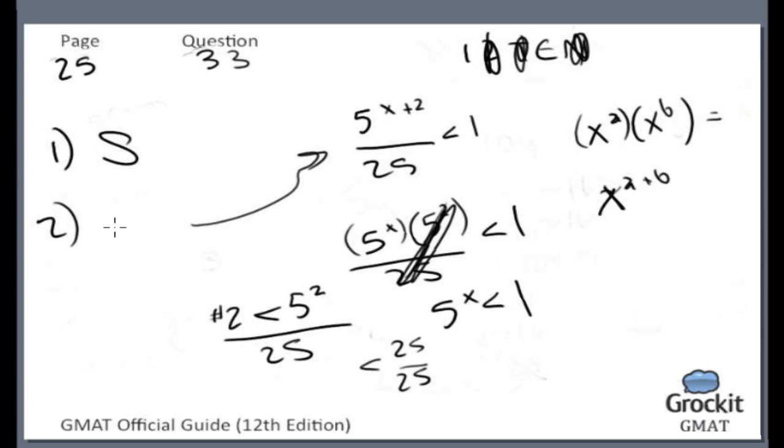So statement 2 is also sufficient. We can cross off number 1, and it is the fourth one. Either one is sufficient on its own.